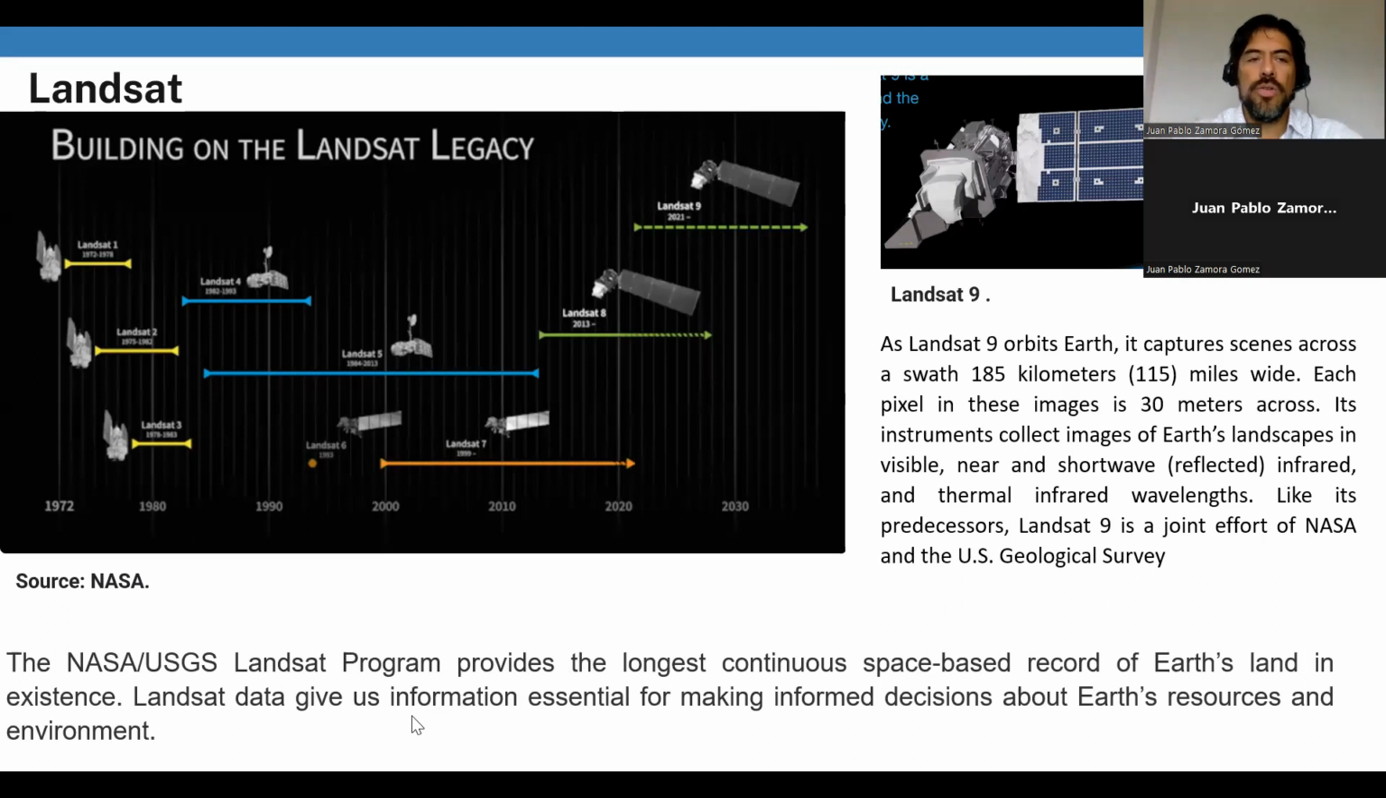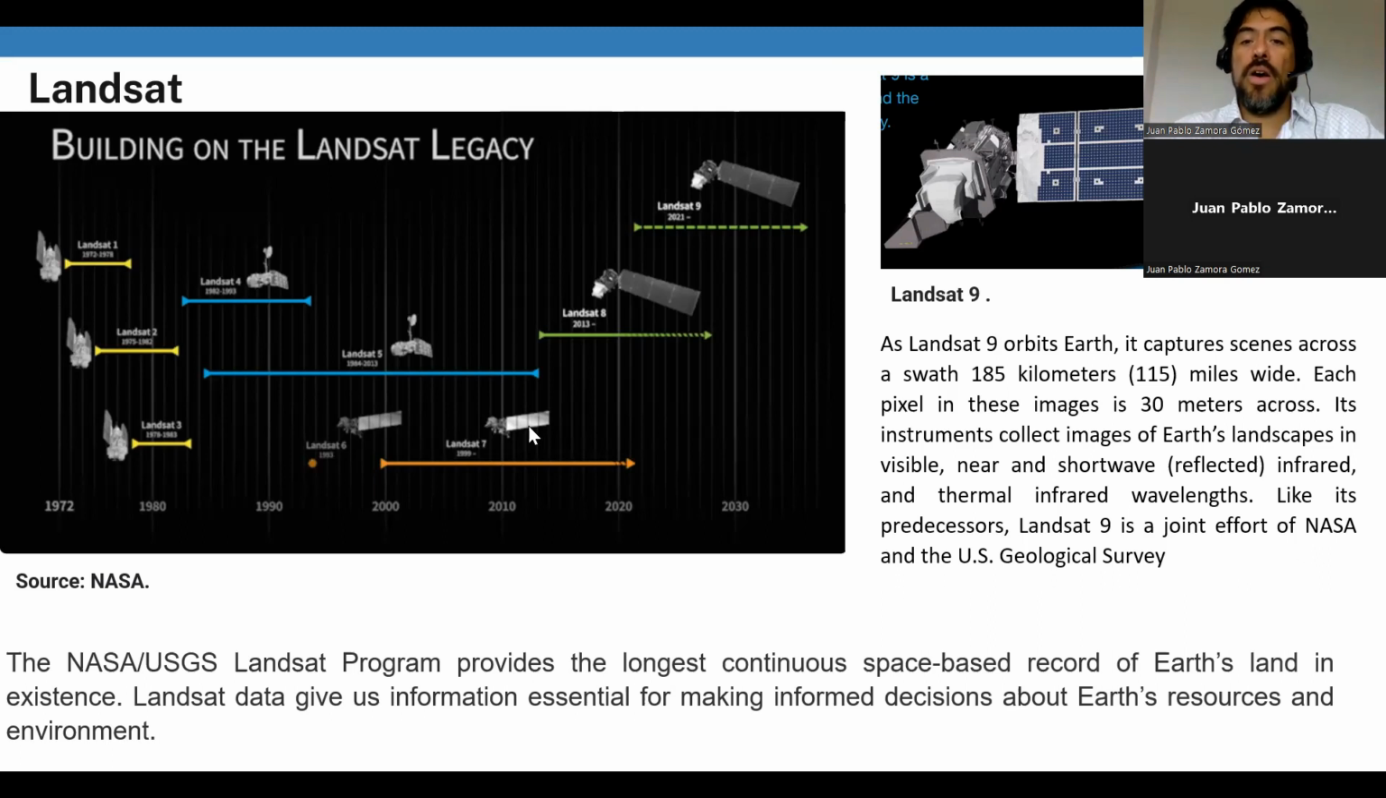Now we will talk about the Landsat program. This program provides the longest continuous space-based record of Earth's land in existence. Landsat data give us information essential for making informed decisions about Earth resources and environment. And here we can see the timeline of the Landsat program, starting with the launch of Landsat 1, finishing in Landsat 9.